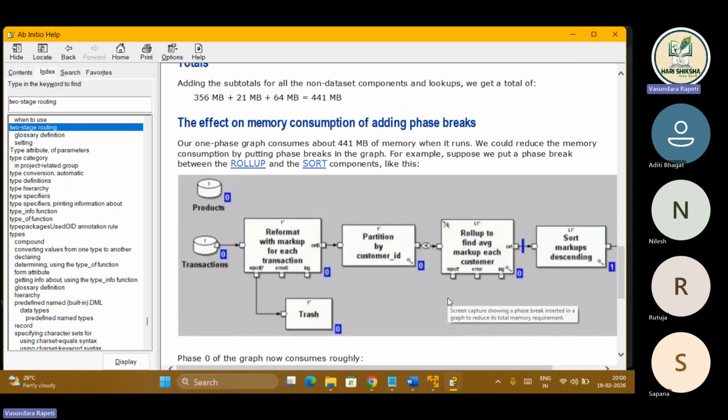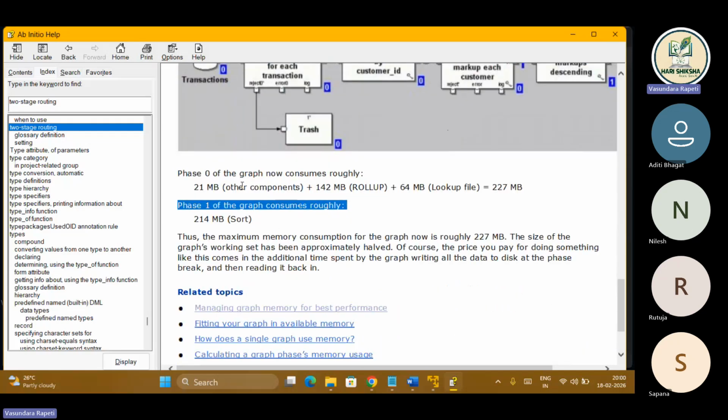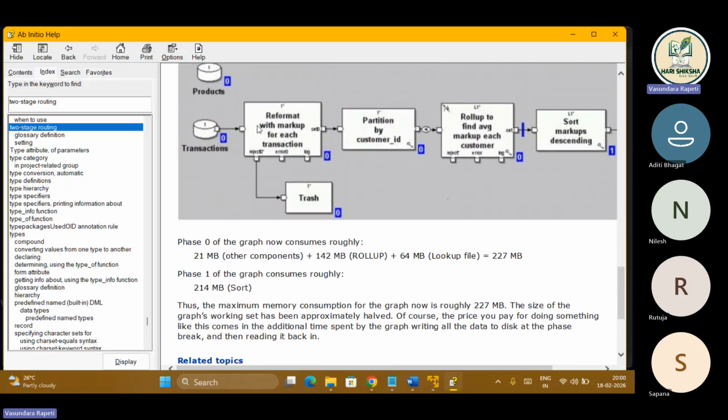Sort and rollup. 21 MB by other components. Three components are there in phase 0. So three components occupied 7 into 3, 21 MB. Other means trash is also there. So, these three components: rollup has occupied 142 MB.